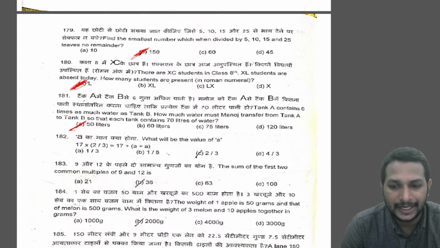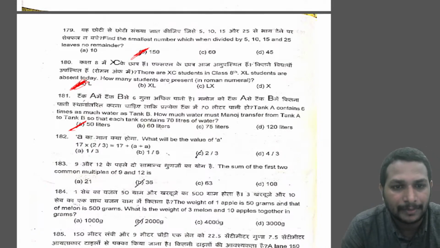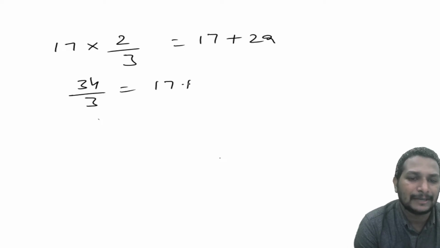Question number 182. 17 into 2 by 3 equals 17 plus a plus a. Actually, this question is not exactly a correct one because we had a problem with this question. If we simplify the equation clearly, 17 into bracket 2 by 3. Get this question carefully. Bracket in the sense, 2 by 3 equals 17 plus a becomes 2a. That's nothing but 34 by 3, 17 plus 2a.